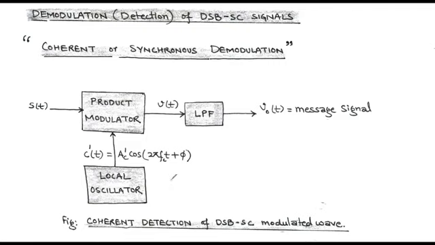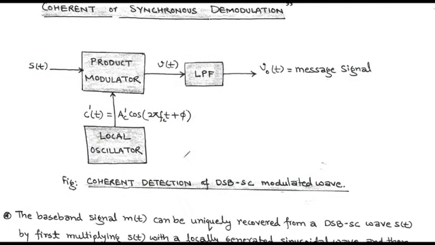This local oscillator generates a locally generated sinusoidal signal, that is C dash function of t. This locally generated sinusoidal signal is exactly synchronized or coherent in both frequency and phase with the carrier wave that is used in the product modulator of the transmitter side. Or we can say that the transmitter and receiver are synchronized with each other with the help of local oscillator that generates a locally sinusoidal signal at the receiver side.